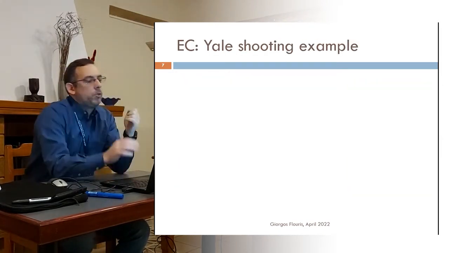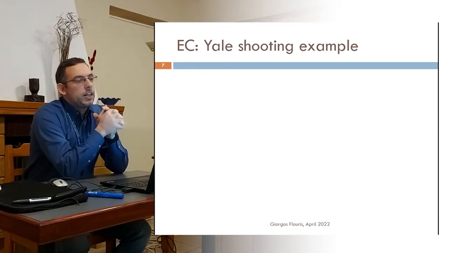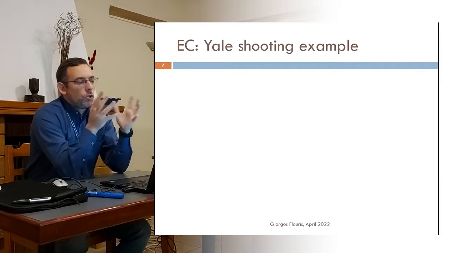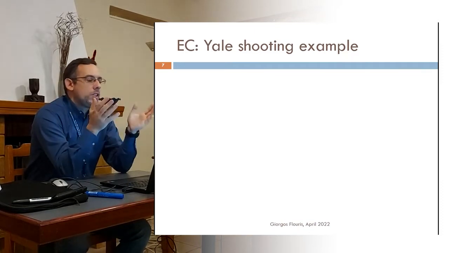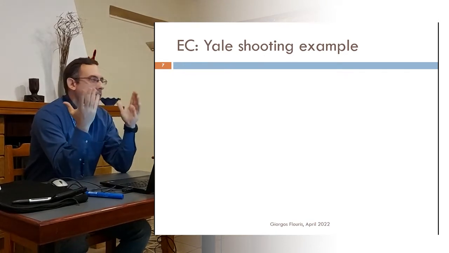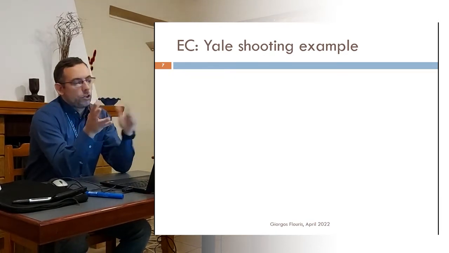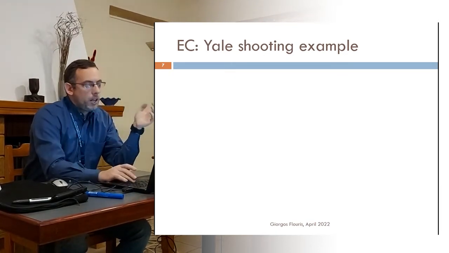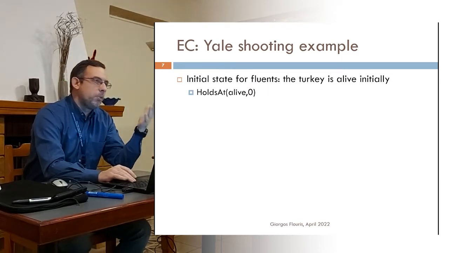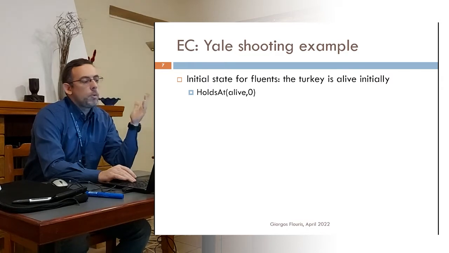But before that, I would like to give you an example to make you understand what event calculus is, for those of you who haven't heard about it. It's the quite famous example called the Yale shooting. It's about a turkey which gets shot and dies. Anyway, the point is, how can we model this example with the event calculus?